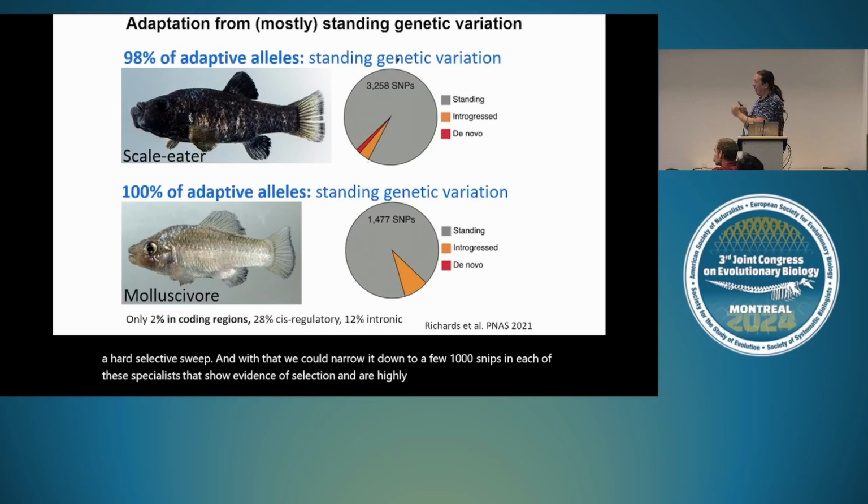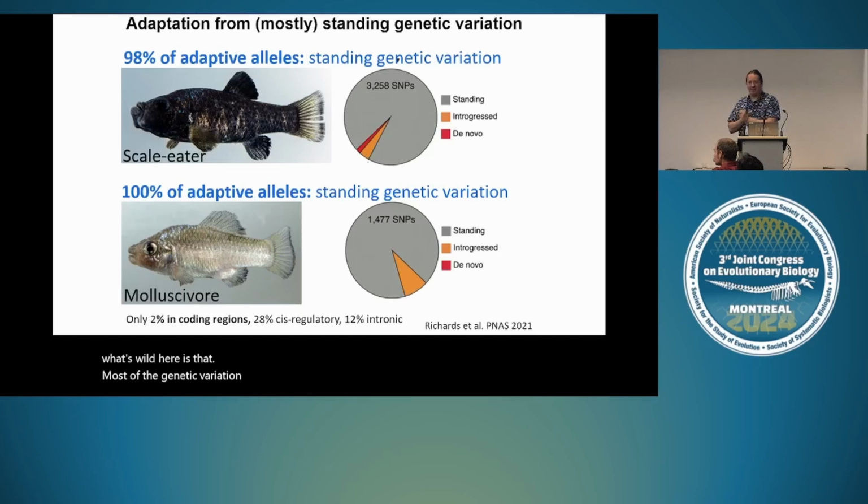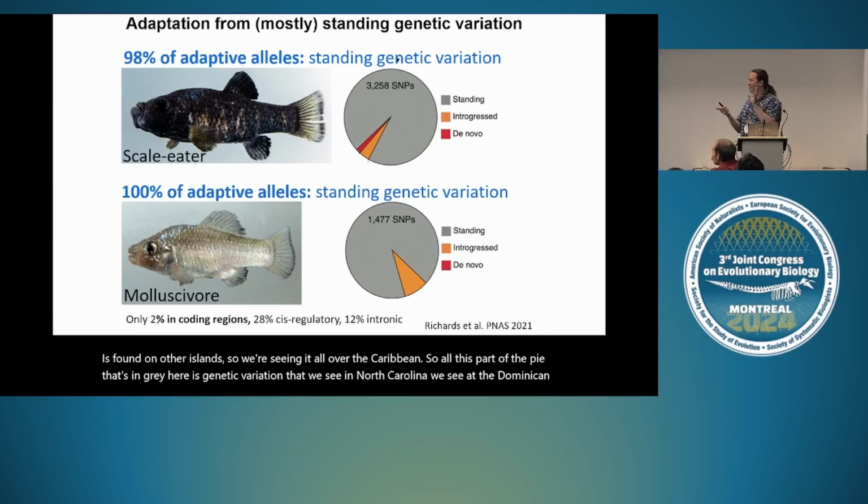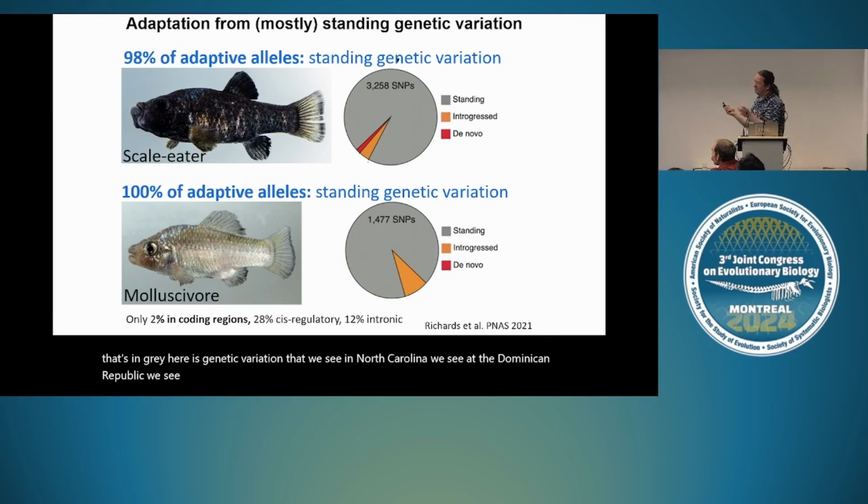But again, what's wild here is that most of the genetic variation that's contributing to being a scale eater is found on other islands. So we're seeing it all over the Caribbean. All this part of the pie that's in gray here is genetic variation that we see in North Carolina. We see it in the Dominican Republic. We see it in neighboring islands in the Bahamas, right?